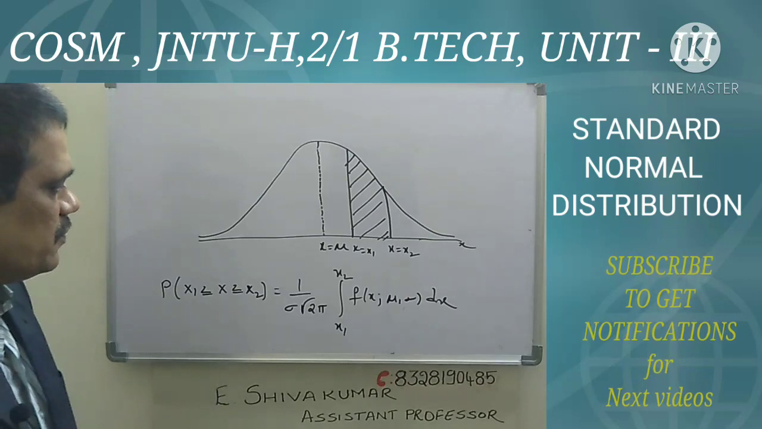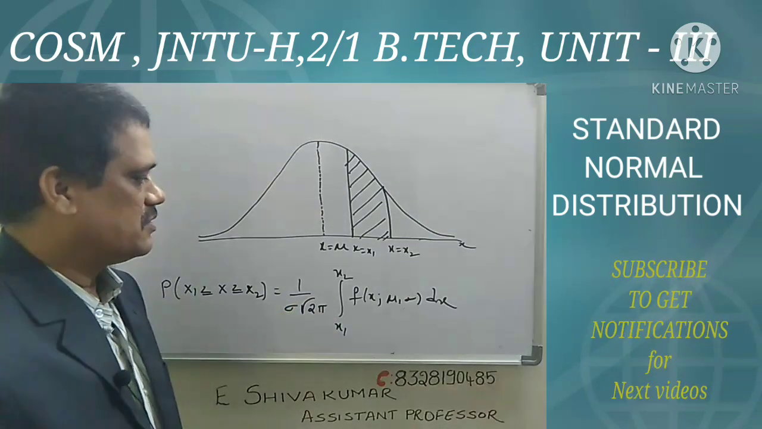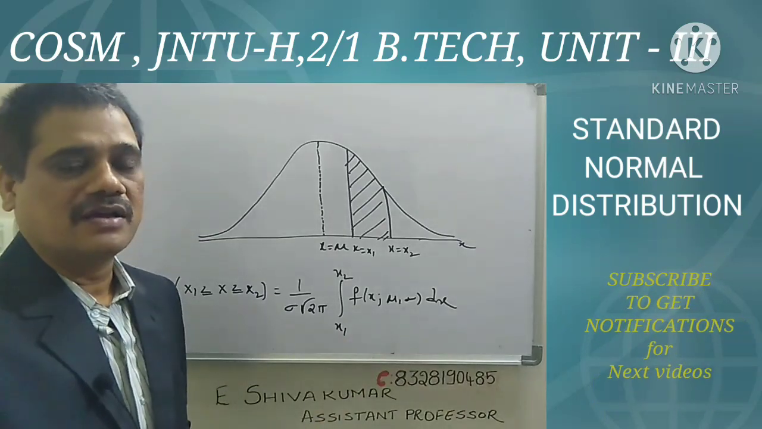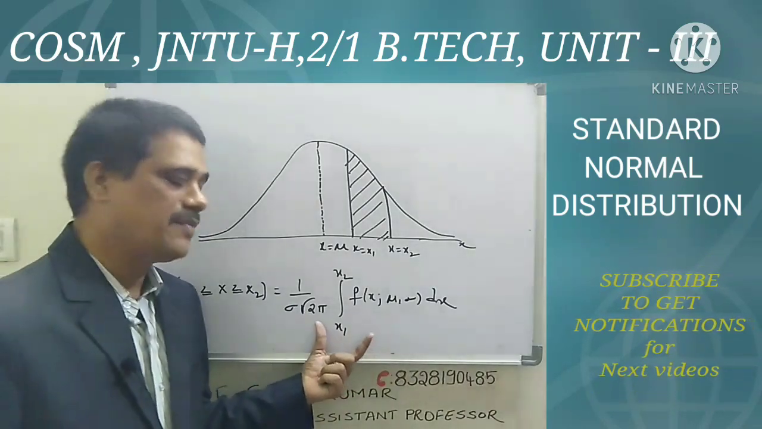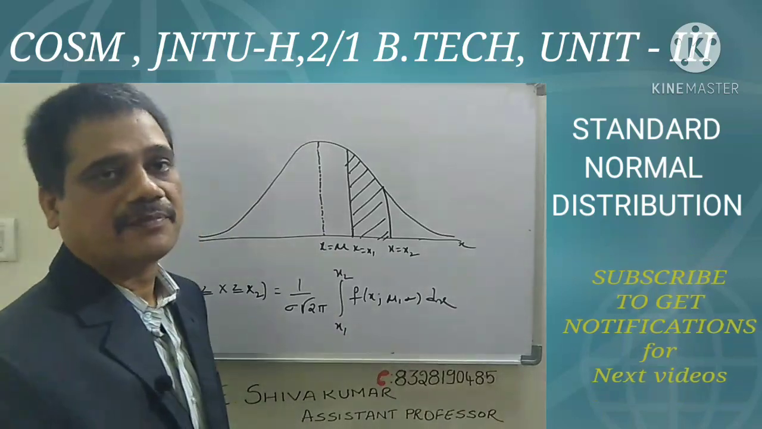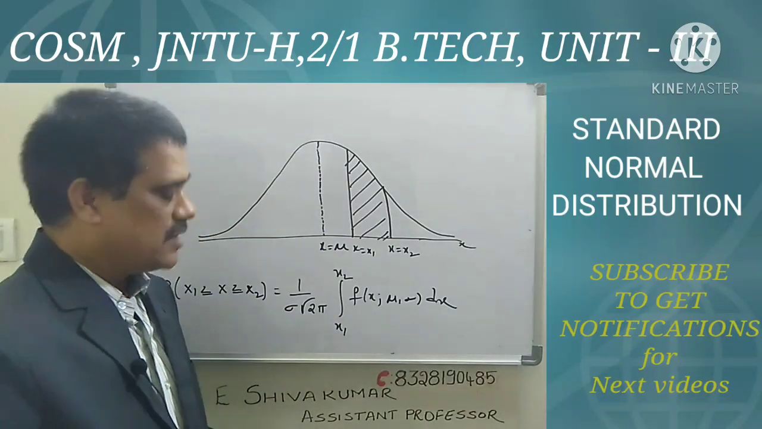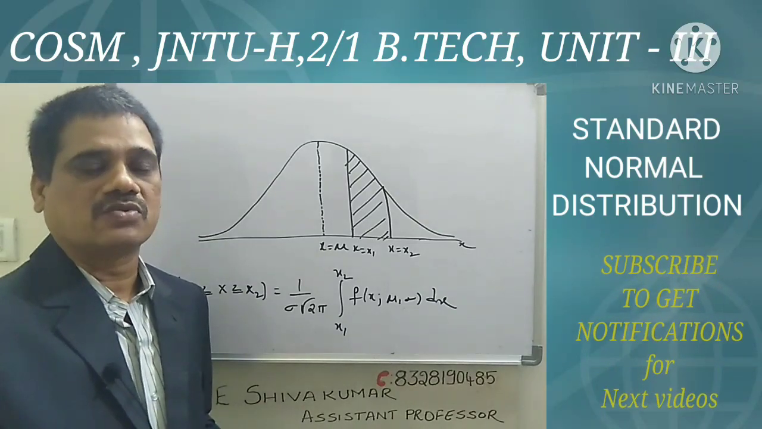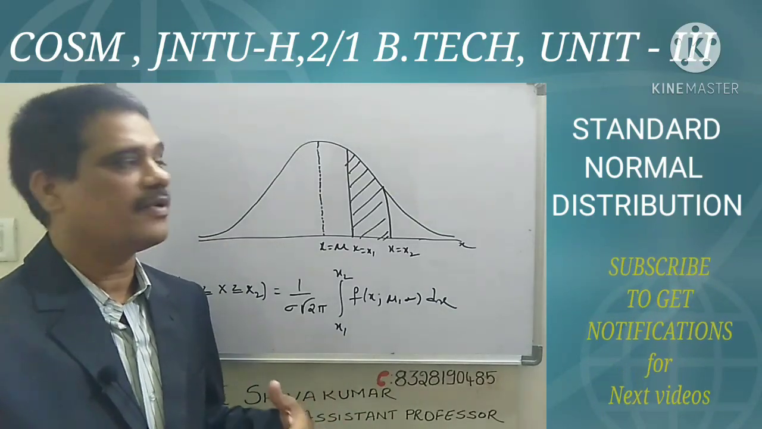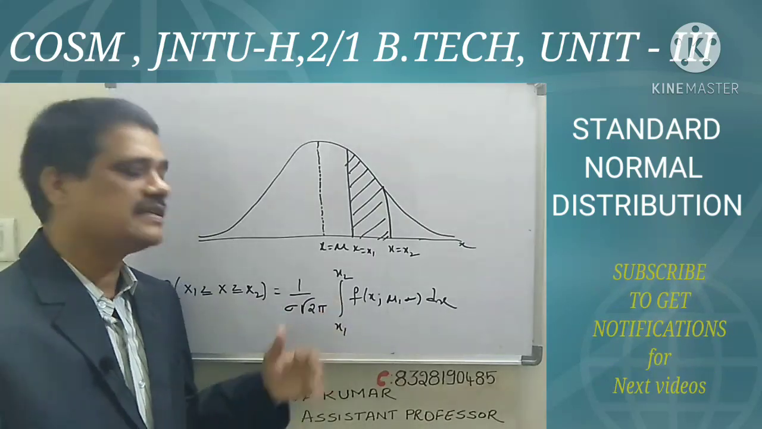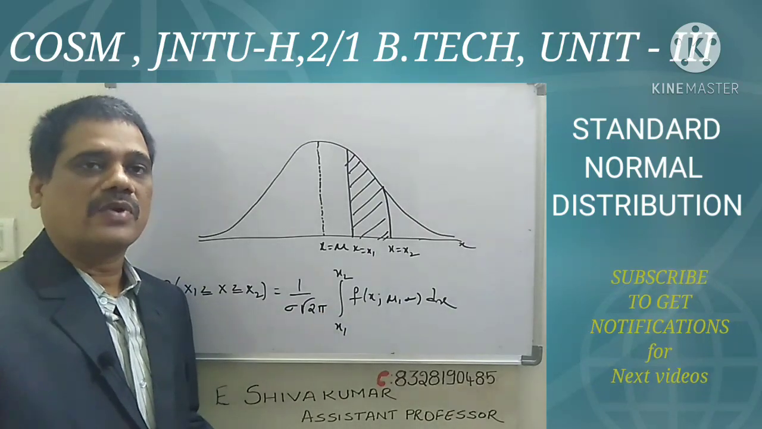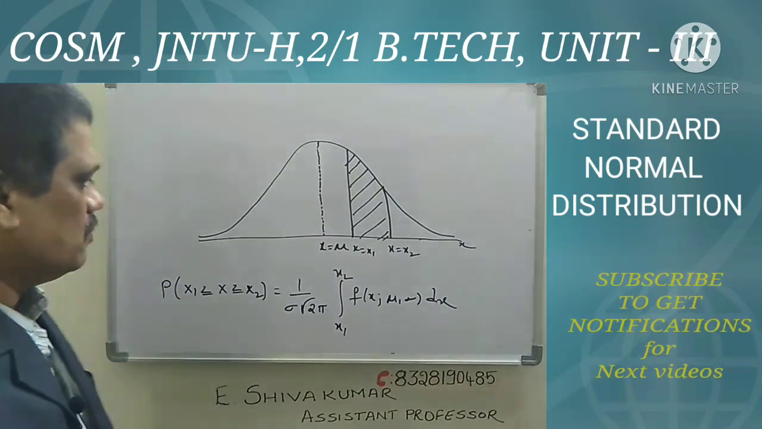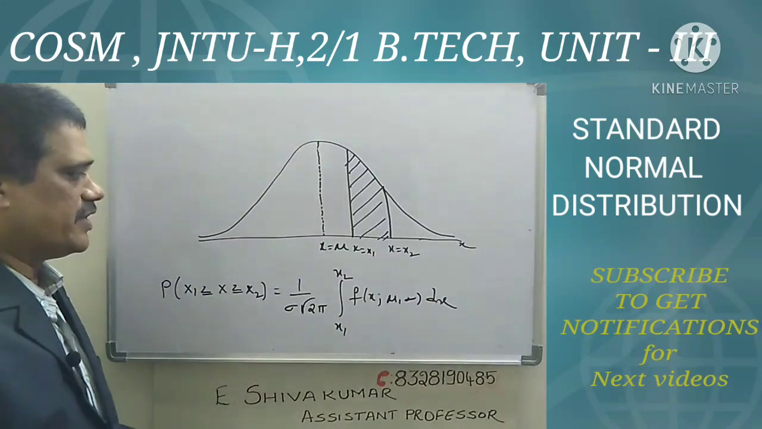Instead of doing the integration for the function f of x, mu, sigma every time, which takes so much time, we convert the given problem into the standard normal variate, so that we have the table values. With the help of the table values, we can easily solve the problem. So how do we convert into the standard normal variate?